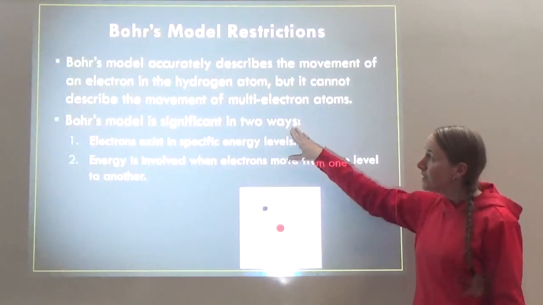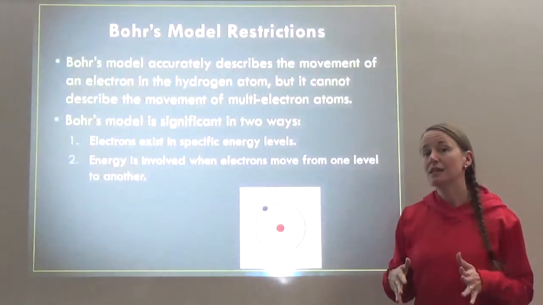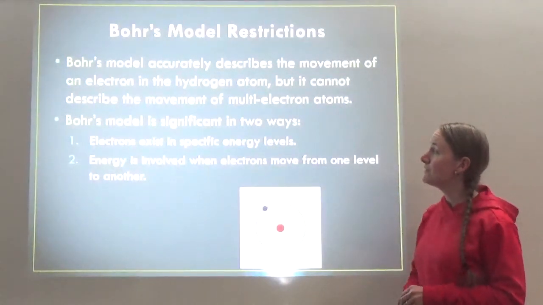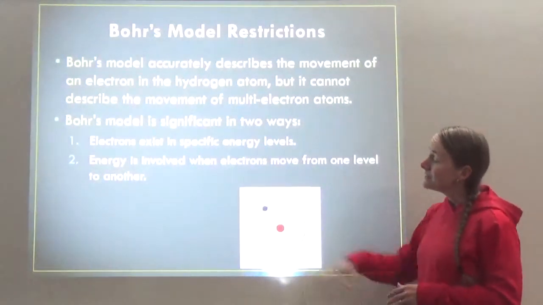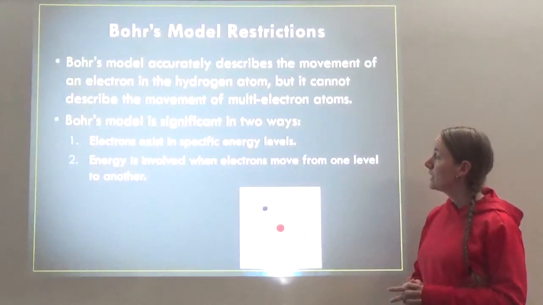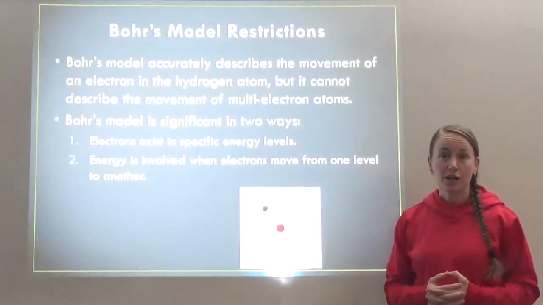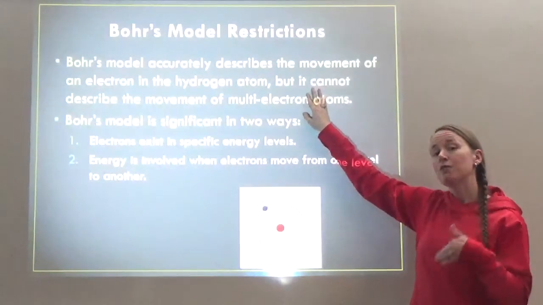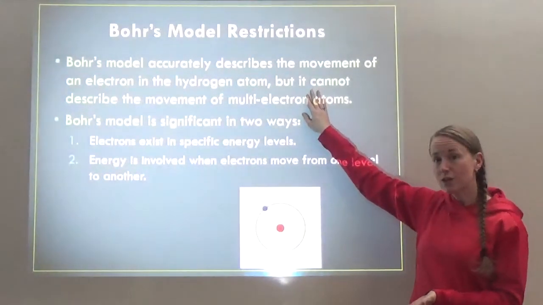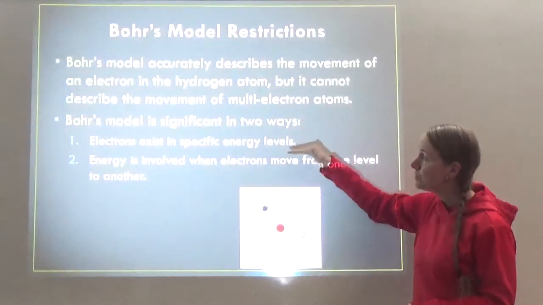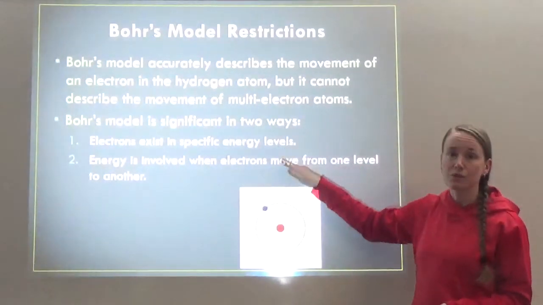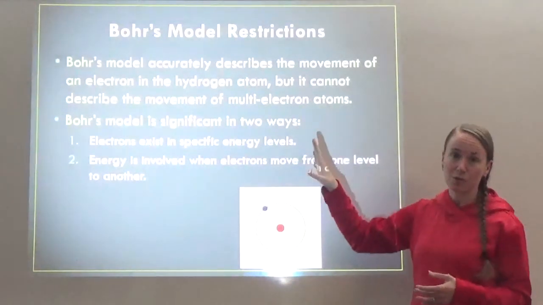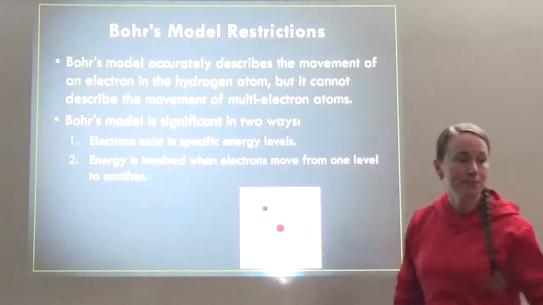However, he did come up with two very significant things that we still use today. The first one is electrons exist in specific energy levels. And then the second part is energy is involved when electrons move from one level to another. So although his model was very accurate for hydrogen, it kind of falls apart a little bit on the multi-electron atoms. But these two ideas are what we still use today. Even though our most up-to-date model is not necessarily Bohr's model, we still use his ideas.